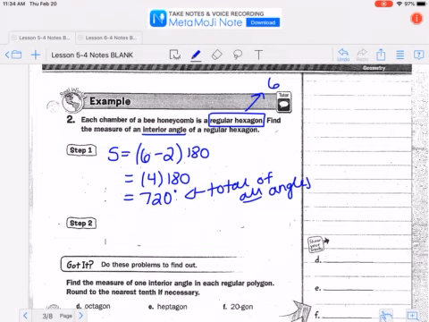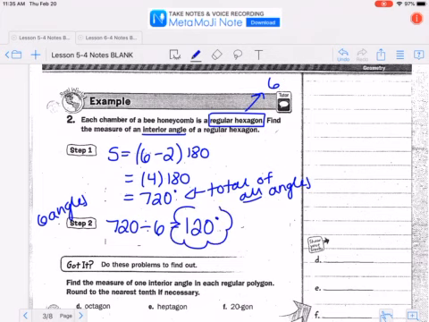But in a regular hexagon, we know that there are 6 sides, so that means that there are also 6 angles. So I would take my 720, which is all of my angles added up together, divide it by 6, because that's the total number of angles, and we would get the measure of one angle, which is 120 degrees. So one angle in a regular hexagon is 120 degrees.